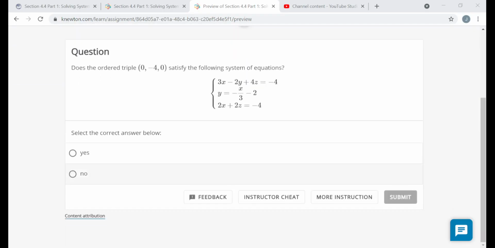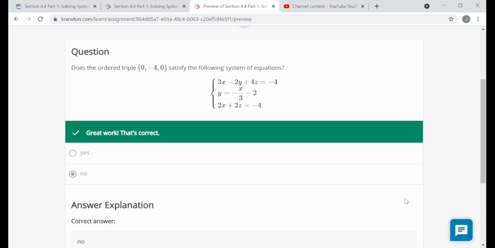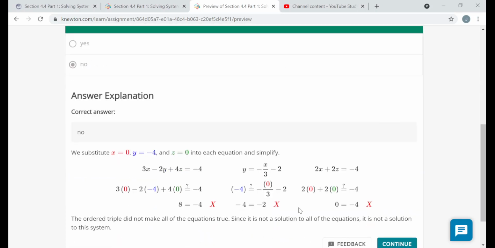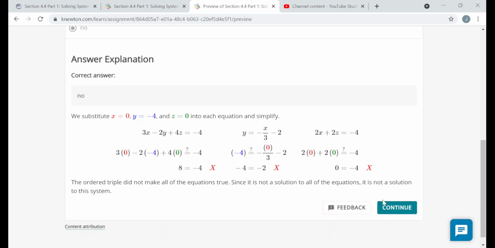It's just a yes or no question. Right. Great. And it actually doesn't satisfy any of them. But again, as soon as you find one equation it doesn't satisfy, then you don't have a solution to the system. All right, next question.